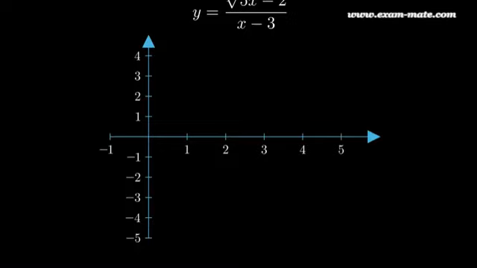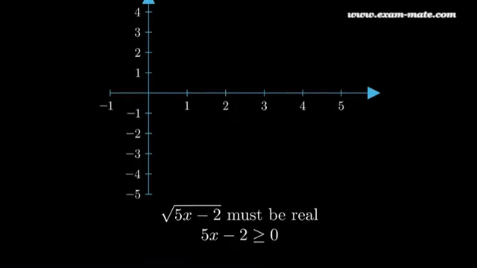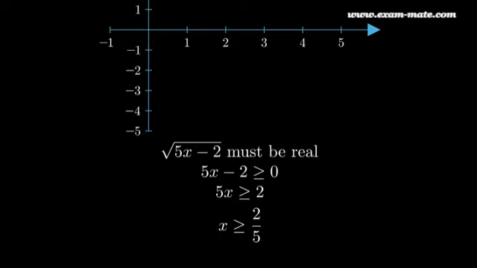For a curve involving a square root, we need to consider the domain, where the expression under the square root is non-negative. In this case, we have the square root of 5x minus 2. This means 5x minus 2 must be greater than or equal to 0. Solving this inequality, 5x is greater than or equal to 2, therefore x is greater than or equal to 2/5. Here's the point x equals 2/5 on our graph. The curve only exists to the right of this point.